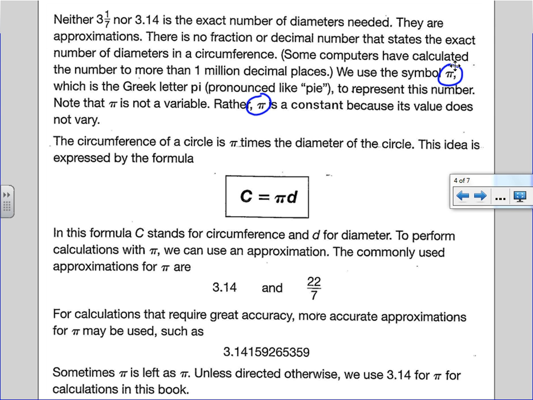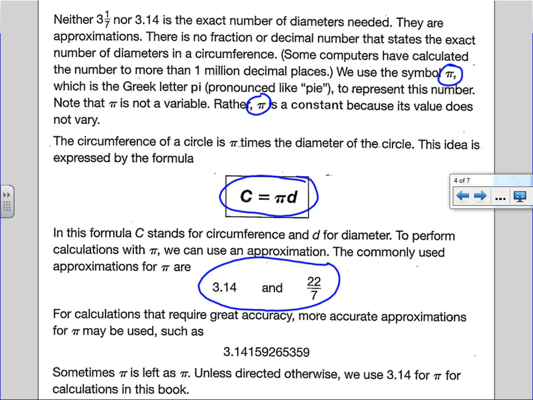Circumference. The circumference of a circle is pi times the diameter of the circle. This idea is expressed by this formula. You should write that in your notes. Circumference equals pi times diameter. In this formula, C stands for the circumference and D stands for the diameter. To perform calculations with pi, we use an approximation. The commonly used approximations for pi are 3.14 and 22 over 7. Okay, and whenever it wants you to use one or the other, it will tell you. Even on your test or a review, it will say use 3.14 for pi or use 22 over 7 for pi.